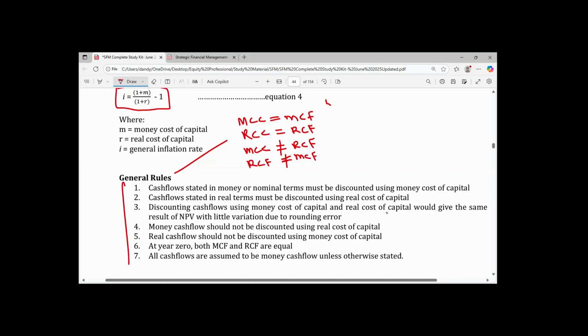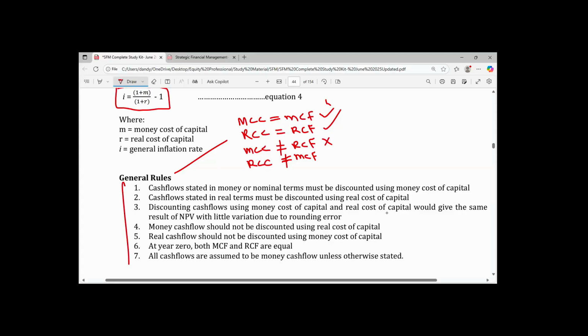So money cost of capital for money cash flow is what you should use. Real cost of capital for real cash flow. That's what you should use. Never should you use money cost of capital for real cash flow or real cost of capital for money cash flow. Okay? So that's not allowed.